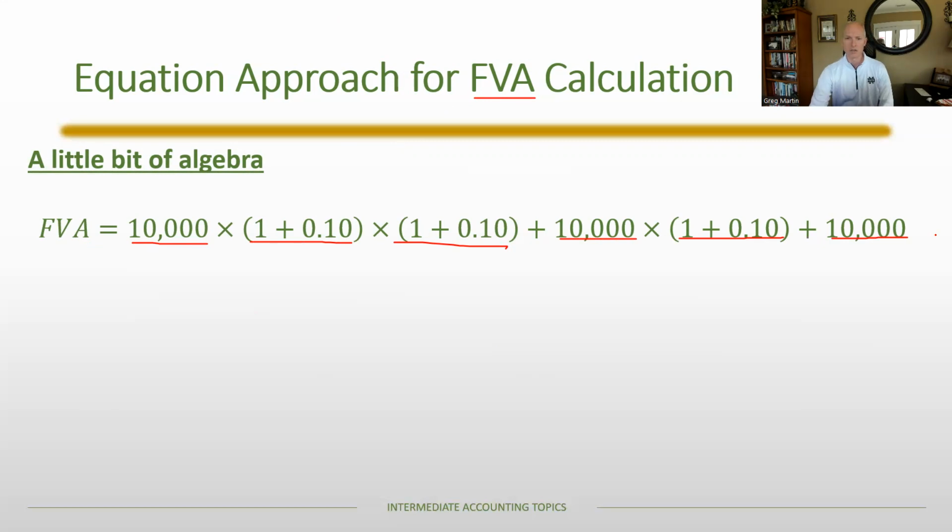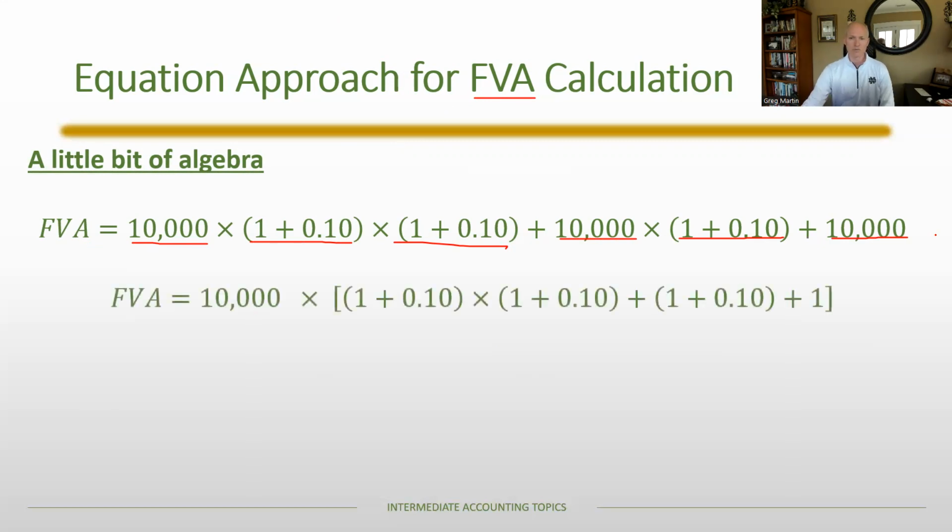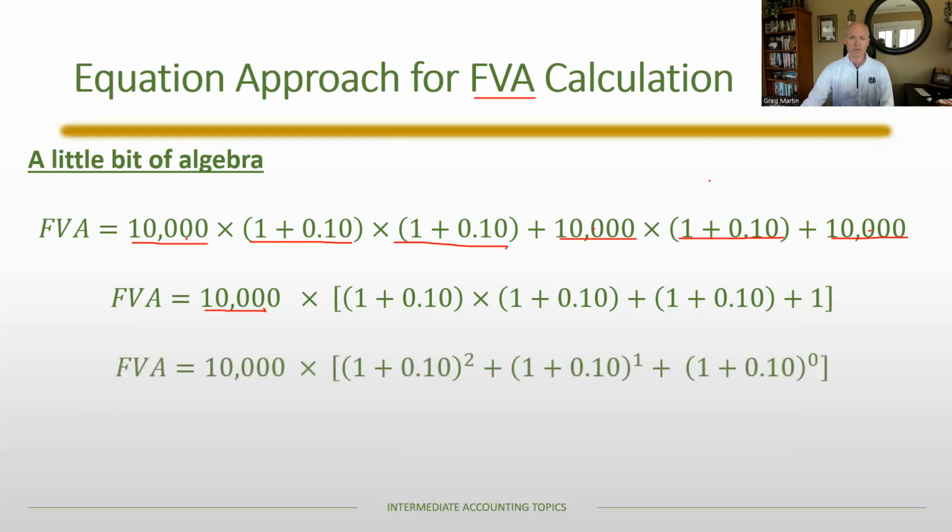And so we're just illustrating that. So what do we do? Well, we can factor out $10,000. So the $10,000 here, here, and here. We factor that out, and basically we now have 3 terms inside this bracket. 1 plus the interest rate times itself, and then 1 plus the interest rate by itself, and then just a 1, right? So we're just factoring out the $10,000. So what do we do then? You can see that this first term is 1 plus the interest rate squared. The second term is to the first power.